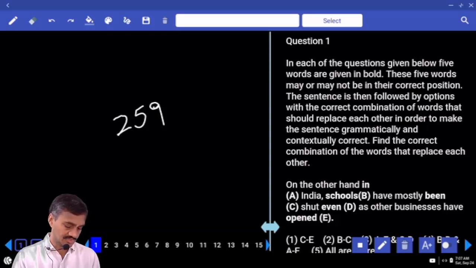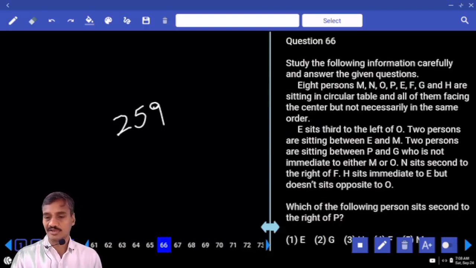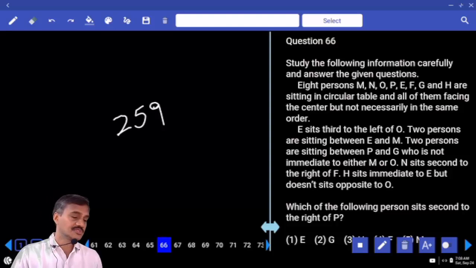Now in this question number 66 onwards, they come under the reasoning section. First, question number 66. Yes, tell me what is the question we have? Now, circular arrangement. 8 persons and all the persons are facing towards the center.